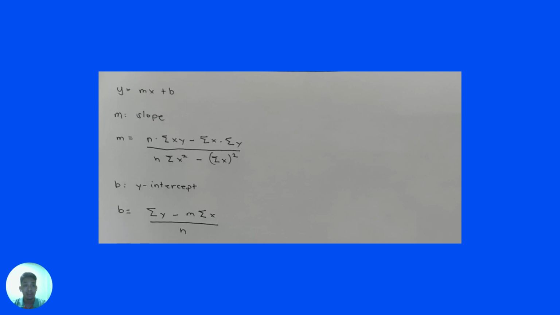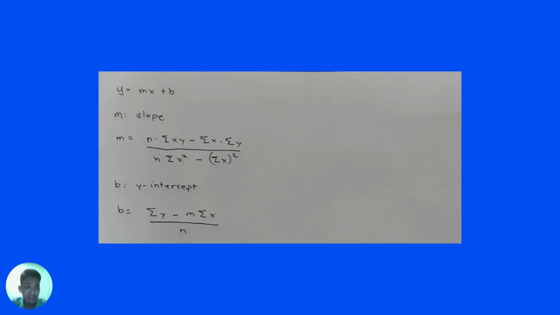So m here is our slope. So we have the formula for m. n is the number of our values. So we have n times the summation of xy minus the summation of x multiplied by the summation of y, all over n times the summation of x squared minus the square of the summation of x.